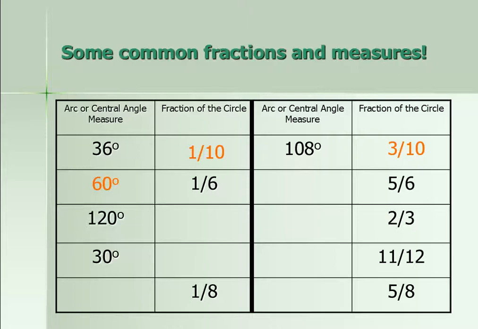60 degrees is 1/6. So 5/6 would be 300 degrees. Notice the relation here. 36 is 1/10. 108, which is 3 of those, is 3/10. 60 degrees is 1/6, so 5 of those is going to be 300. That's 5/6. 120 is 1/3. So what is 2/3 going to be? 240. 30 is 1/12. 11/12 is 330. What is 1/8? 45 degrees. So 5/8 is going to be 225.